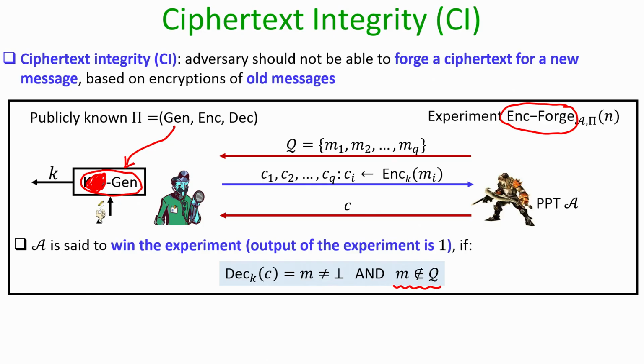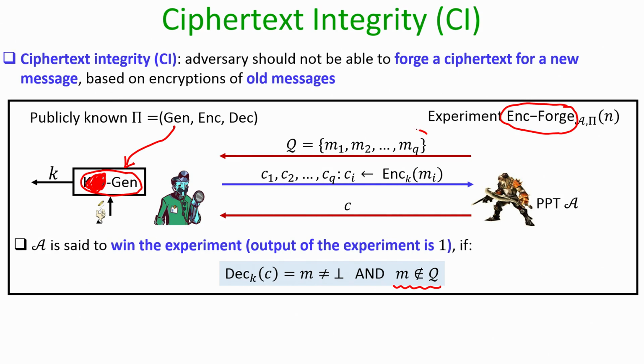There the goal of the adversary was to see several ciphertexts which have been legitimately computed and communicated by the sender to the receiver, and based on that the goal of the adversary was to come up with a new ciphertext C, which when decrypted gives you a plaintext which was never communicated and encrypted by the sender and sent to the receiver. That is exactly what we are trying to capture through this experiment.